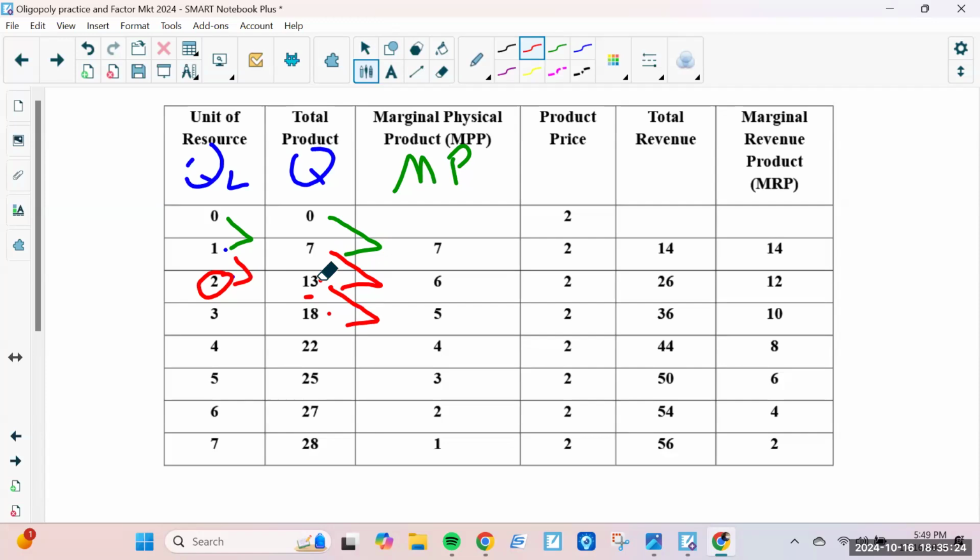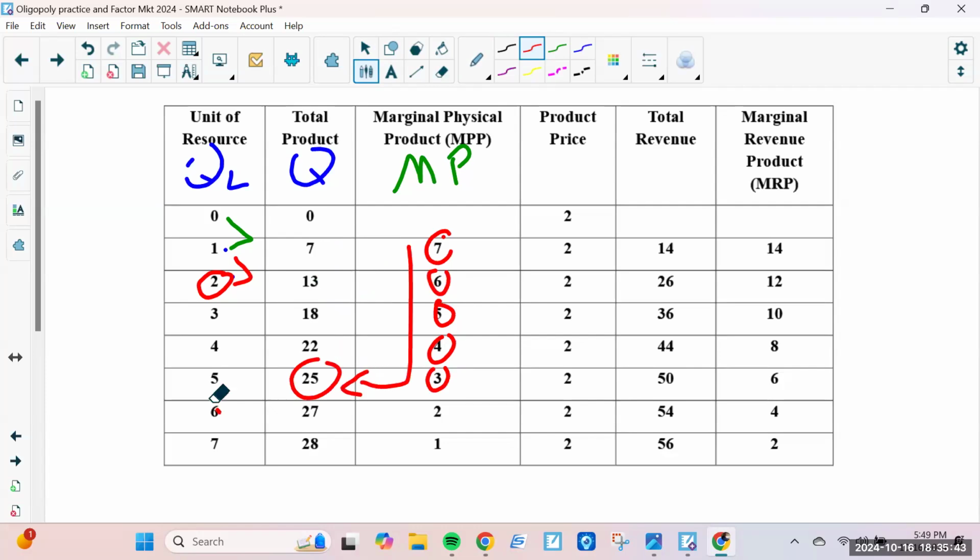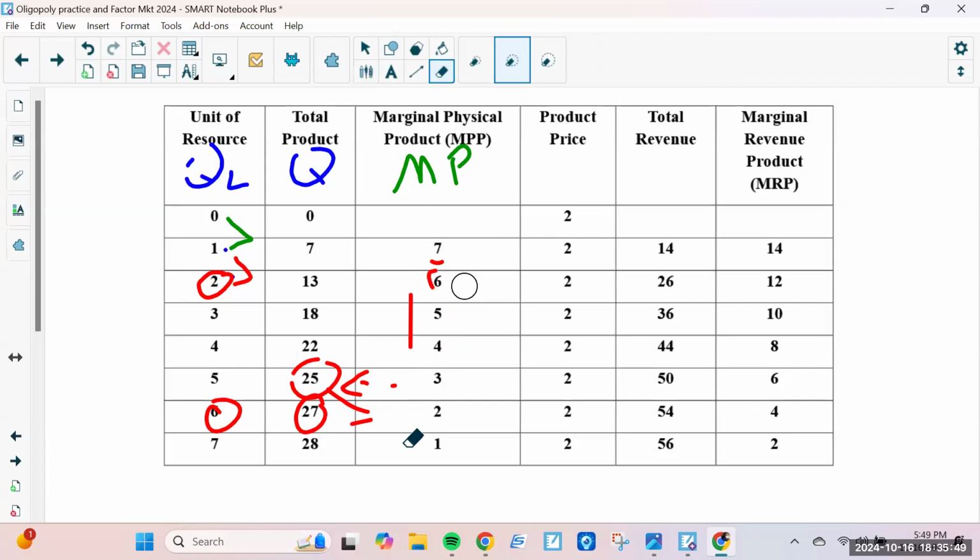Remember, marginal is the difference in totals, and you can always get the total by adding up the marginals. I know I've gone over this, and some of you remember it, some of you don't. So 7 plus 6 plus 5 plus 4 plus 3 is 25. If you add all the marginals, you get your total. Then if we hire a sixth worker, we get 2 more, so it goes to 27.